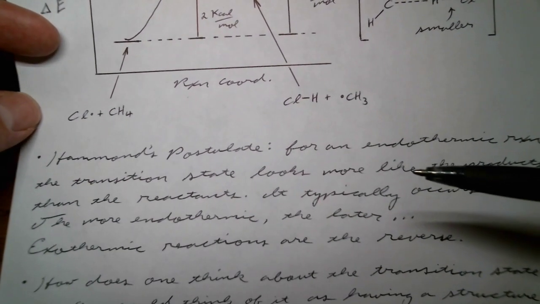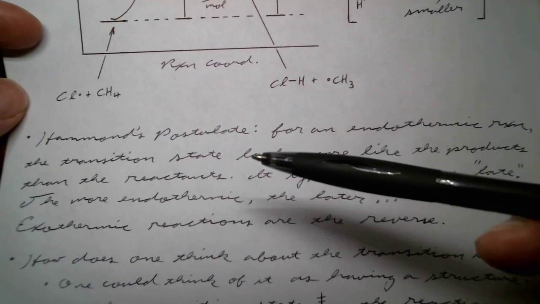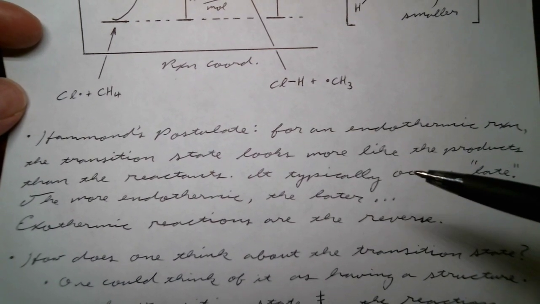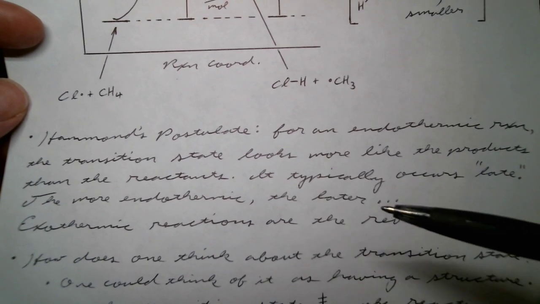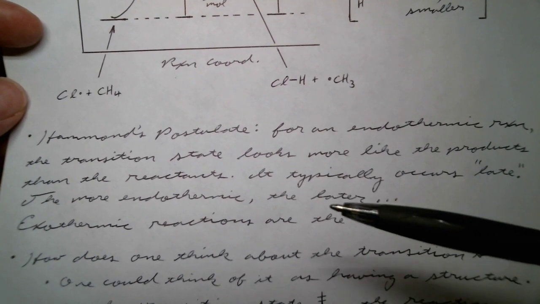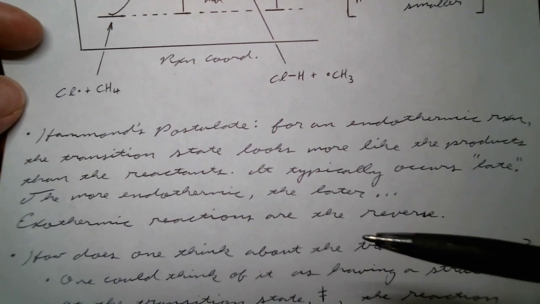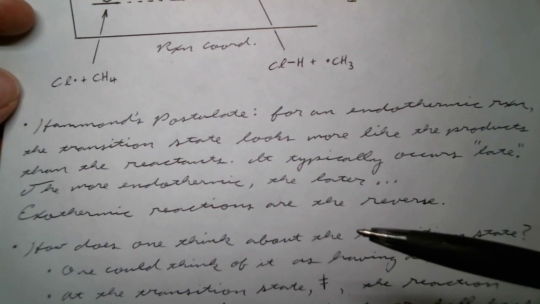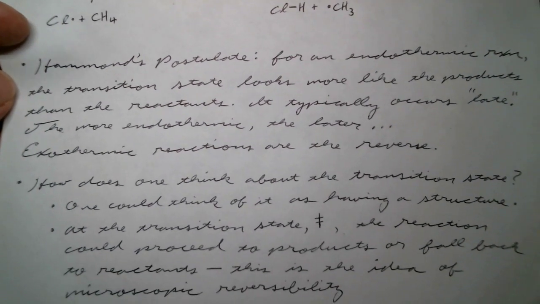So Hammond's postulate is that for an endothermic reaction, the transition state looks more like the products than the reactants. It typically occurs late. The more endothermic, the later your transition state occurs. Exothermic reactions are the reverse, and we will see this in our next video.